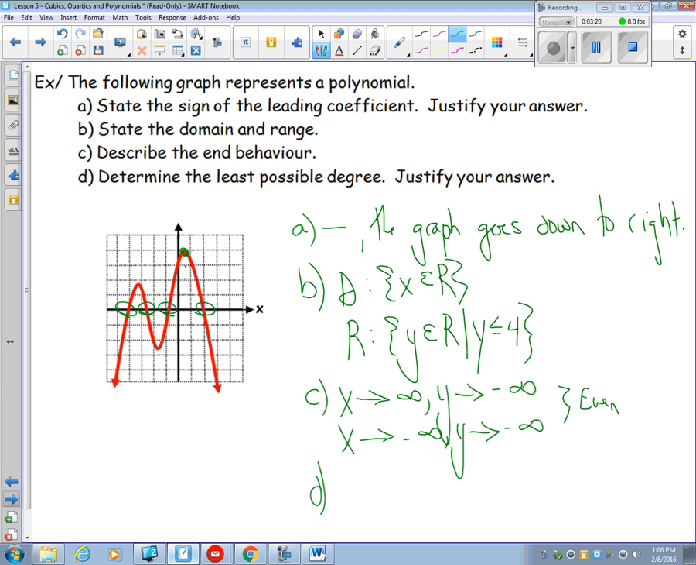If it's got 4 zeros, it has to be a degree of at least 4. It could be 6, I suppose, or 8, or 10, or one of those weird ones. But I'm going to guess degree of at least 4, okay, because there are 4 zeros. That's our justification. The number of zeros is your degree, at least the minimum number of your degree.